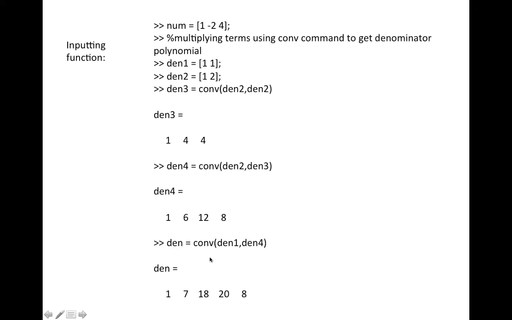I now need to take that and multiply it by S plus 1, which I defined as denominator 1. When I do that, these are my denominator coefficients. If I were writing this out as a polynomial, this would be S to the 4th plus 7S cubed plus 18S squared plus 20S plus 8.